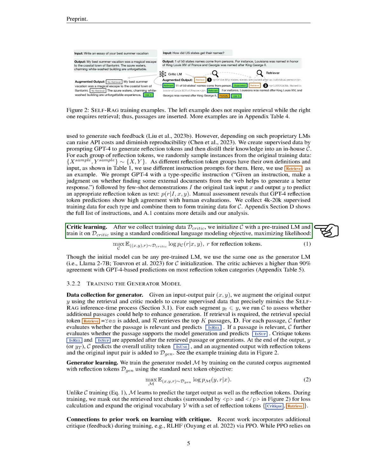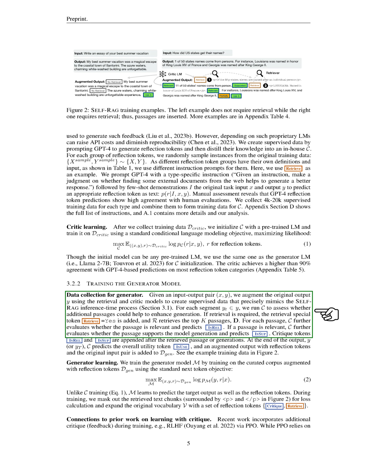Next, we train the generator model. We start by collecting data for the generator. Given an input-output pair, we enhance the original output using the retrieval and critic models. This creates supervised data that closely mirrors the process used during inference. For each segment of the output, we use the critic model to determine if additional passages could improve the generation. If retrieval is needed, a special token indicating retrieval is added, and the retrieval model fetches the top passages.